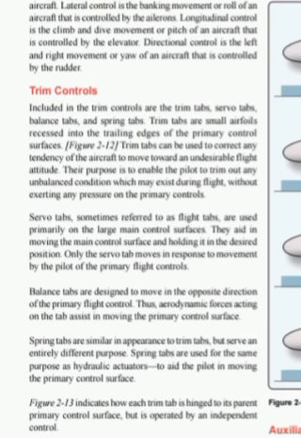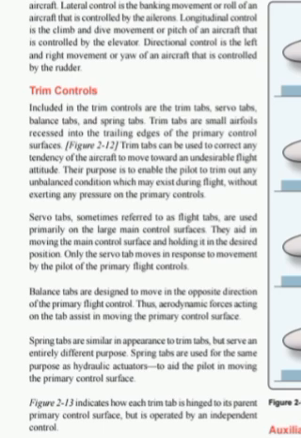Servo tabs, sometimes referred to as flight tabs, are used primarily on the large main control surfaces. They aid in moving the main control surface and holding it in the desired position. Only the servo tab moves in response to movement by the pilot of the primary flight controls.